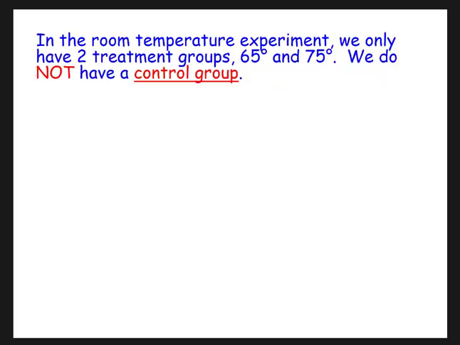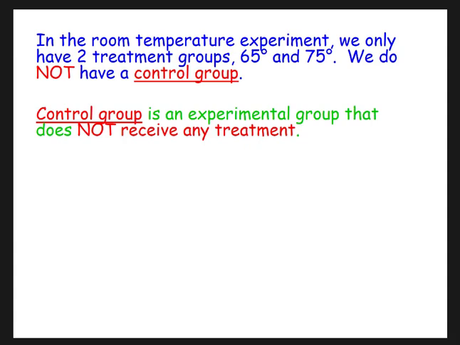In a room temperature experiment, we only have 2 treatment groups, 65 and 75. We do not have a control group. A control group would have no treatment at all. They'd be under standard conditions with no altered treatment. Here we altered the treatment for both of them. One was cold, one was hotter than normal.